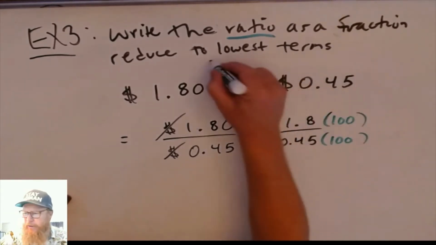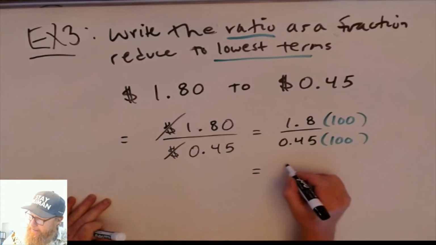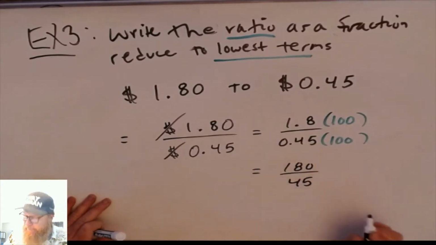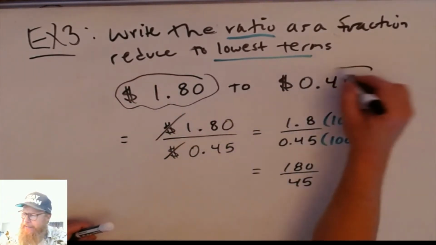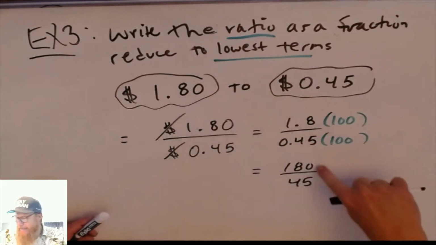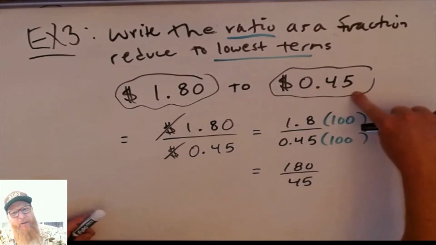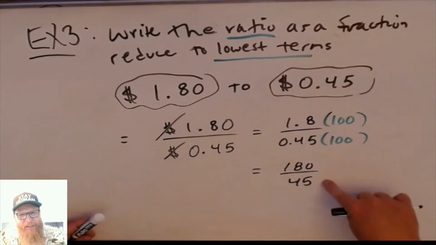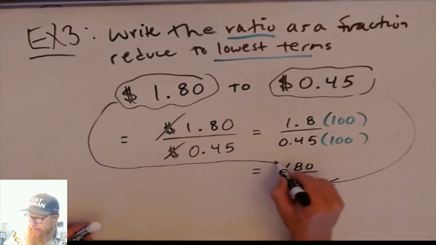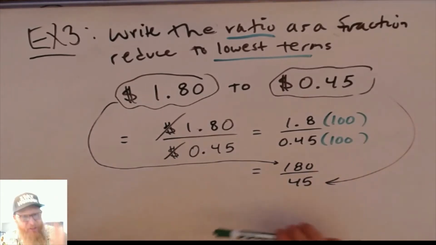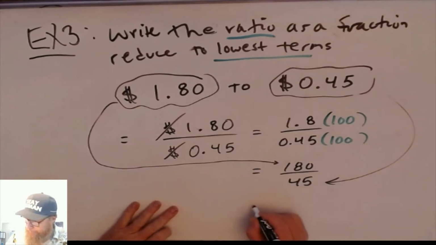Because we want to reduce to lowest terms. This is not in lowest terms. So that would be 180 over 45. Which, by the way, you could have done that mentally. Think about this. $1.80 is the same as 180 cents, and $0.45 is the same as 45 cents. So you could have just jumped right to here, as long as you understand the units are now cents. Yeah, these have the same unit now. They're in cents. Okay.